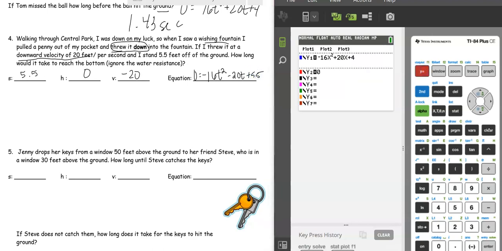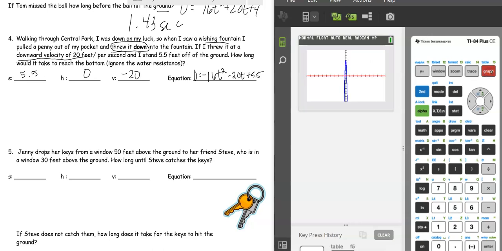Okay, so here, let's try this again. We have negative 16x squared minus 20x plus 5.5. I'm going to leave y2 as 0, and I'm going to hit graph. Notice how you can see it's going straight down. Again, we're just going to do second trace 5, enter, enter, enter, and it takes not even a quarter of a second. So my graph looks like this, and then it comes straight down.